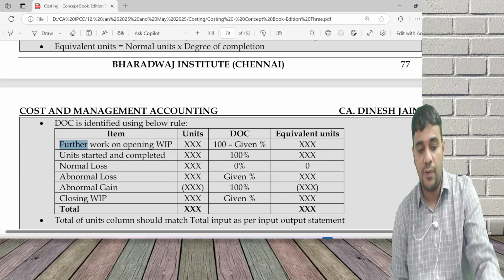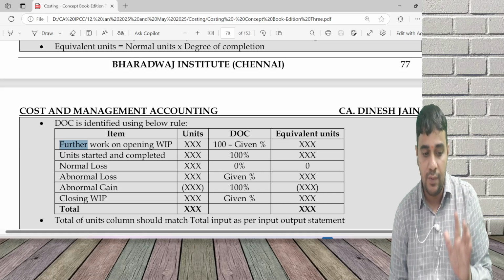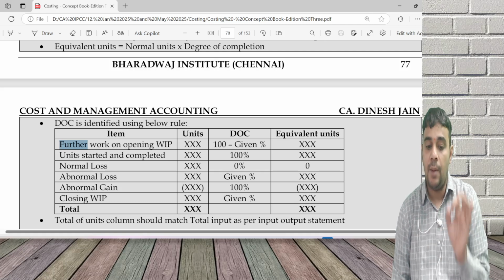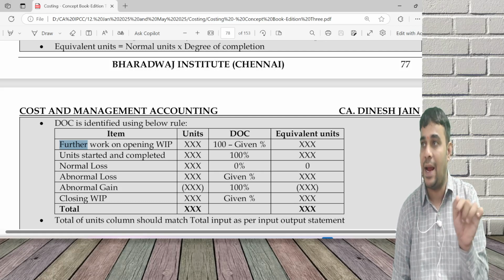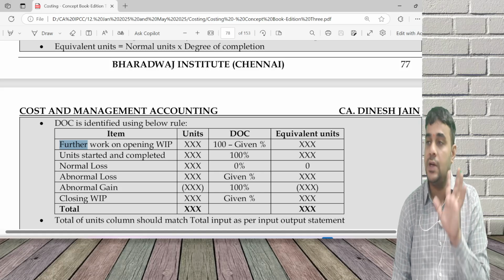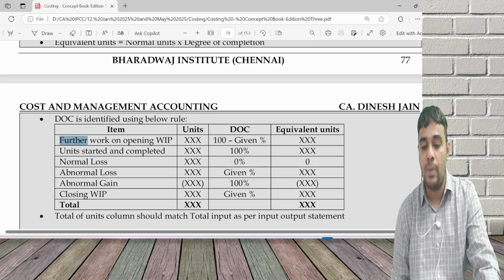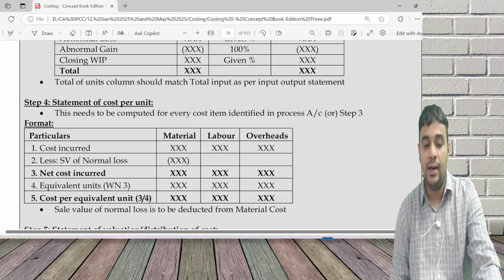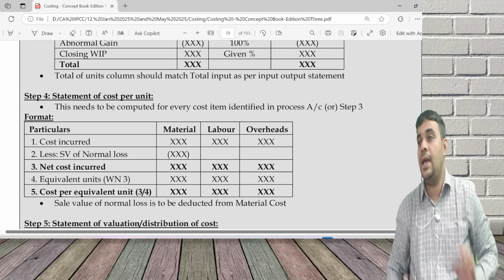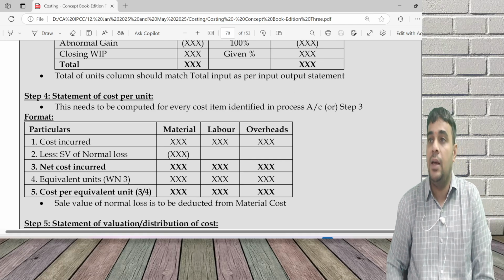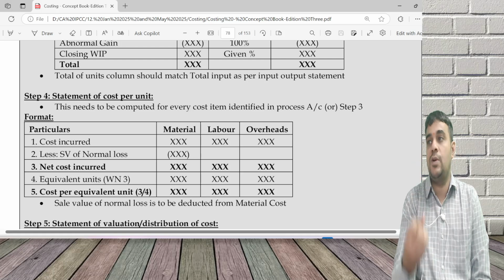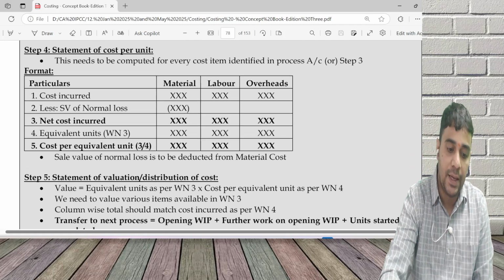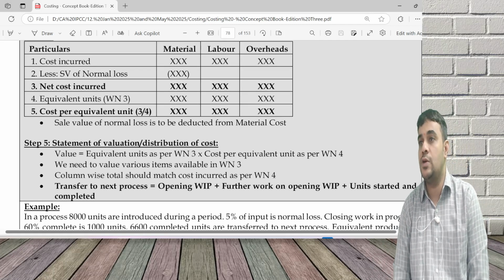This is the rule. Further work on opening WIP: 100 minus given. Units started and completed 100, normal loss 0, abnormal loss given, abnormal gain 100%, but you see the units are in brackets. Closing WIP given percentage, and the total should match total input as per the input output statement. Then I have to calculate cost per unit. In this I deduct sale value of normal loss only from the material column, take units from step 3, take cost per unit from step 4, and do multiplication, which is the statement of valuation or distribution of cost.